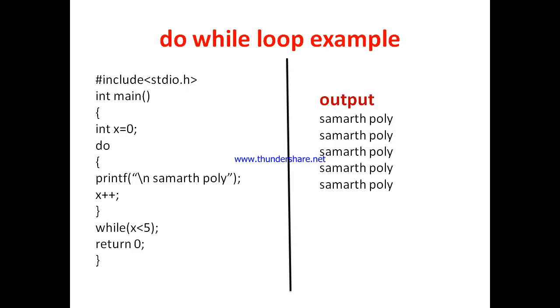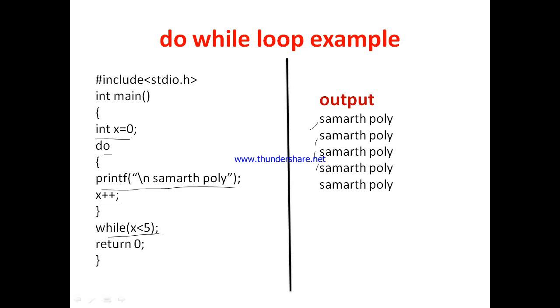Now let us see the example. Whatever the example of the while loop, the same example I have written with the do while loop. Now here inside the main function, variable X is declared and initialized with 0. Here is the do loop. Inside the do, printf Samartha poly, X plus plus, while X less than 5. Okay. Now here Samartha poly is displayed 5 times.